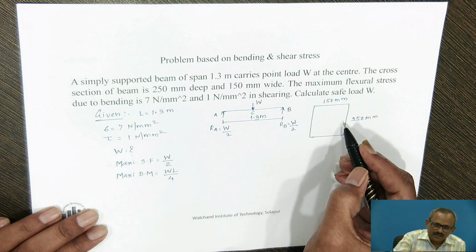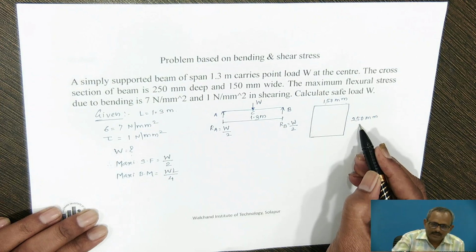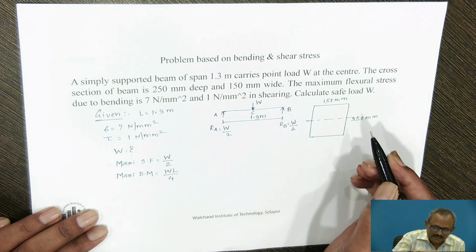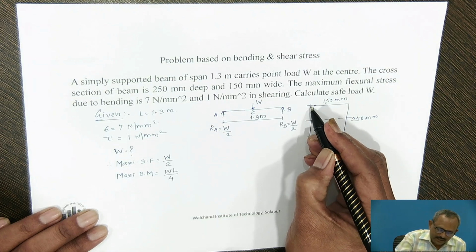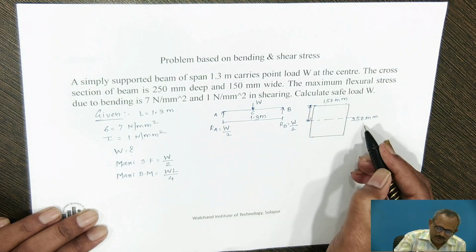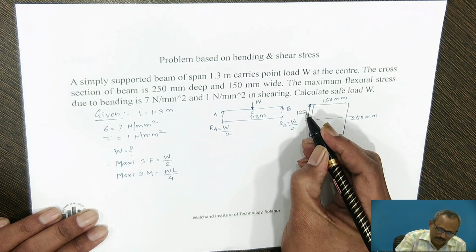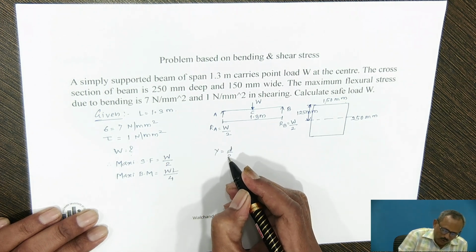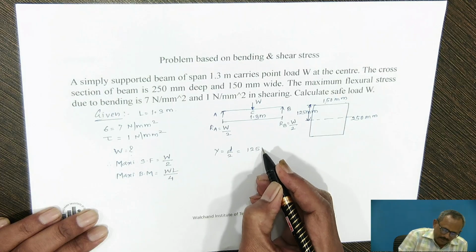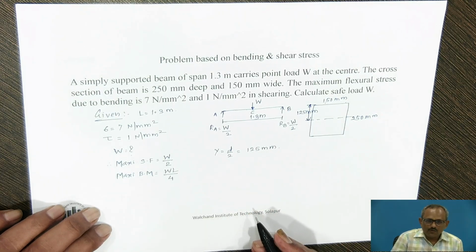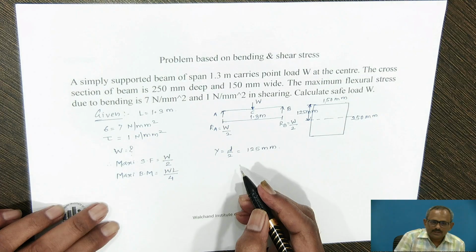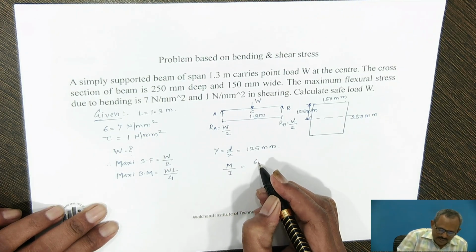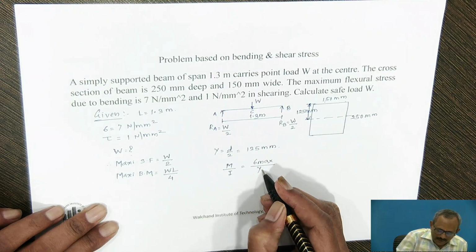Now, the section which is given is a rectangle having width 150 and depth 250 mm. The position of the neutral axis for this rectangular section from the top edge is at half of the depth, so it is 125 mm. So, y is equal to d by 2, which is equal to 125 mm. Now, first of all, we will use the bending equation: M by I is equal to sigma max divided by y max.